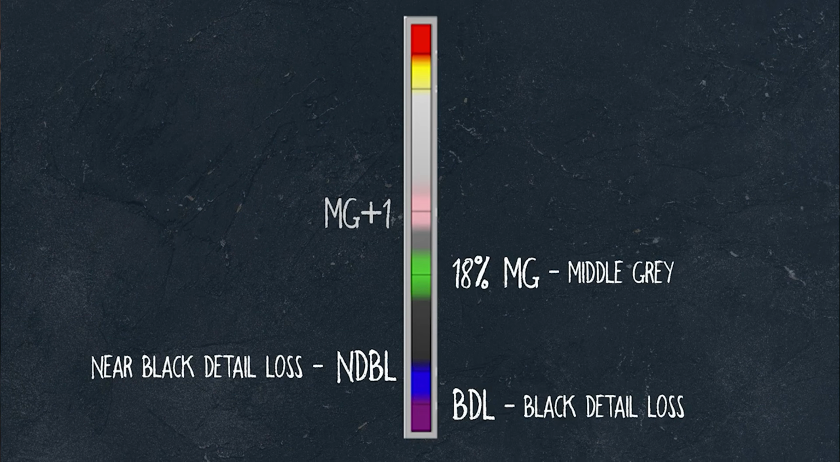MG plus 1 is one stop over middle gray, and this is represented by pink to almost near white colors. Now, essentially adding one stop of light to your image means that you increase its brightness by 100%. Another way to put this is that you double the amount of light your image has.